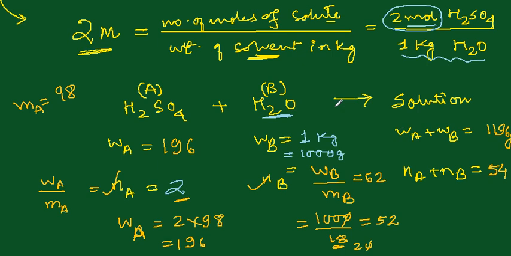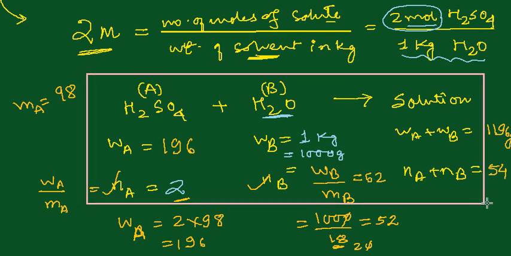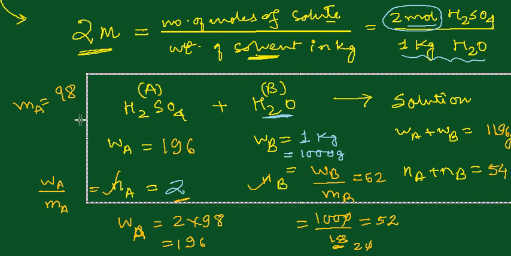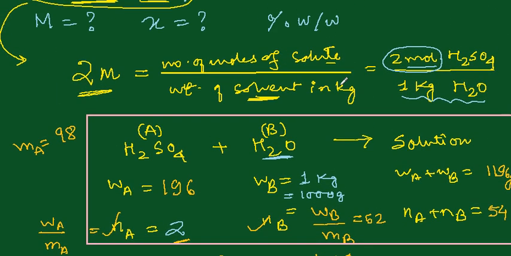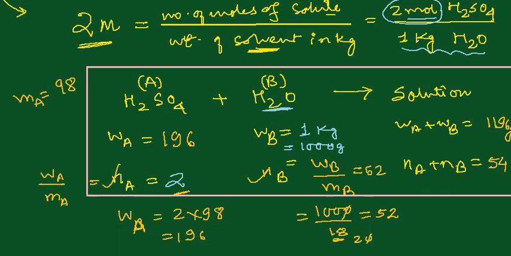Once the table is ready like this, it's like the format for solving the problem. So once the format is ready, we can move ahead and get the values that we were seeking. Let's say we were asked to get the molarity, the mole fraction, or the percentage by mass. So let's try to get the value of mole fraction.